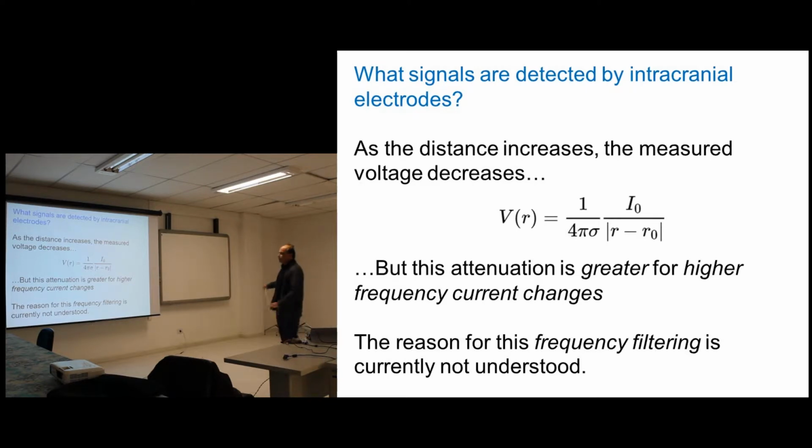So if you have a very fast change in current, then this equation is actually wrong, and this voltage will be much more attenuated than for a slower change in voltage. And this has a practical consequence, which has to do with the fact that action potentials are very high frequency changes in current. They're all over within a millisecond or two. Whereas synaptic potentials are very slow changes in current. They're over within 100 to 200 milliseconds. They're two orders of magnitude longer, or slower in frequency, than action potentials.